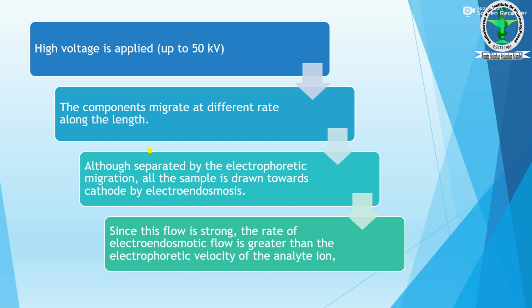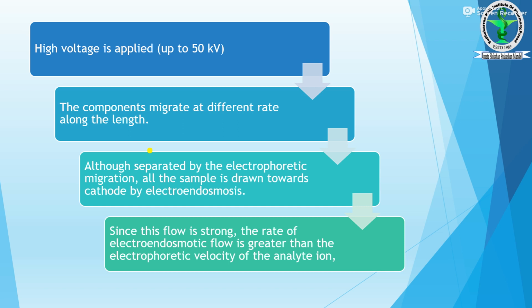Then the high voltage that we are applying ranges from nearly 5 to 50 kilovolts. The compounds migrate at different rates along the length. They travel along a particular length, separated by the electrophoretic migration.